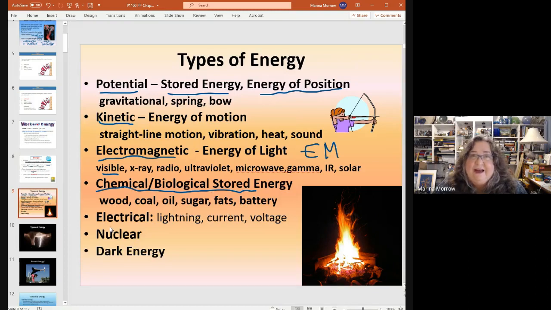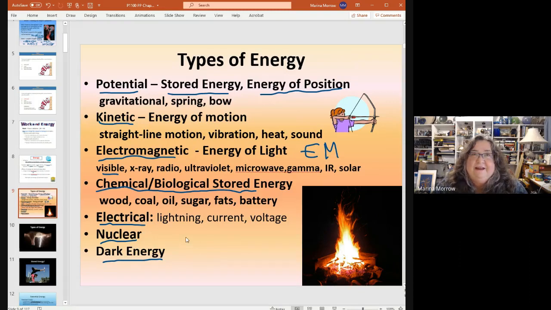Okay, now you can also have electrical energy. That's usually a lot of times what people think of as energy. So lightning, current, voltage. And then nuclear energy. The idea is that for nuclear energy, the atom has a nucleus that has energy stored in it. And that's why a nuclear power plant works, is some of the energy is released when you change the nucleus of an atom. Okay, I threw dark energy in here kind of for fun.